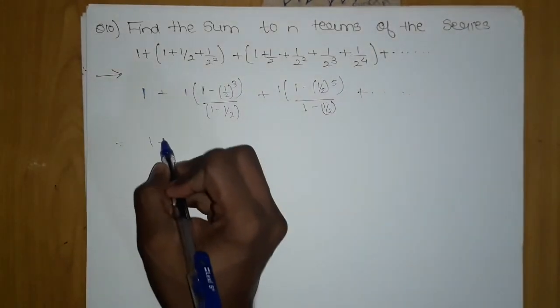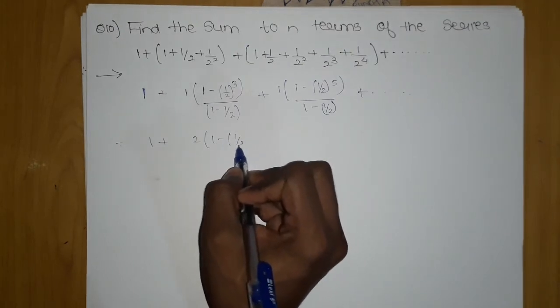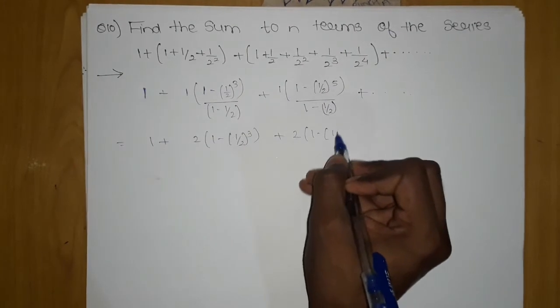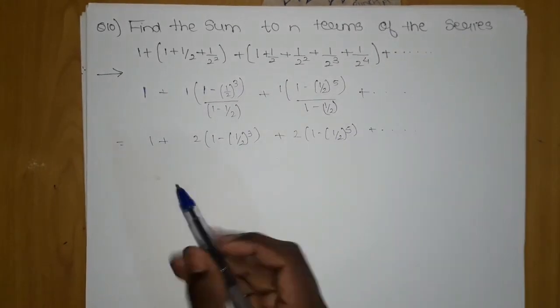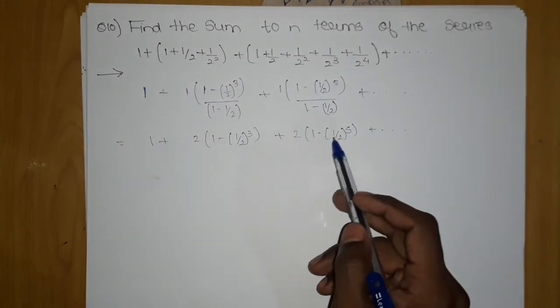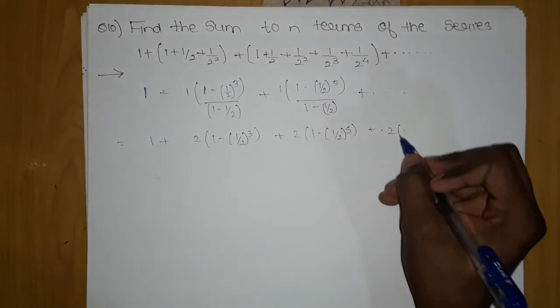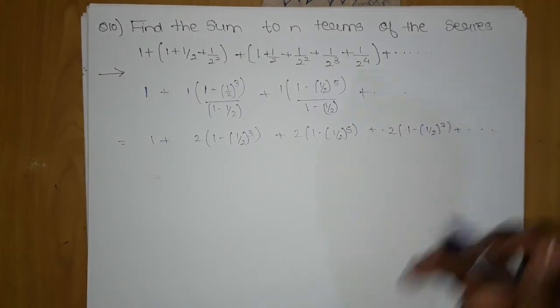So here, 1 plus 2 into 1 minus 1 by 2 the whole cube, plus 2 into 1 minus 1 by 2 power 5, and so on. So here you can see it is 2 into 1 minus 1 by 2 power 3, 2 into 1 minus 1 by 2 power 5, and so on. Next will be 1 minus 1 by 2 power 7, and so on. So I can add.